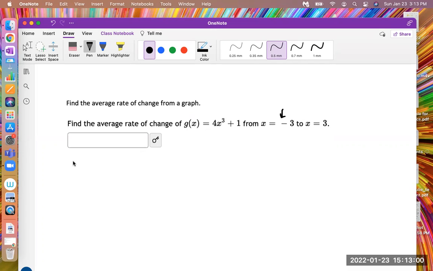-3 into our function. Whenever I plug something in, I like to rewrite the whole function right above it, so that I'm not looking back and forth with my eyes, where I can make mistakes. Okay, so I'm trying to find g of -3.